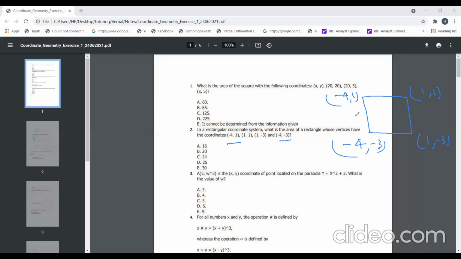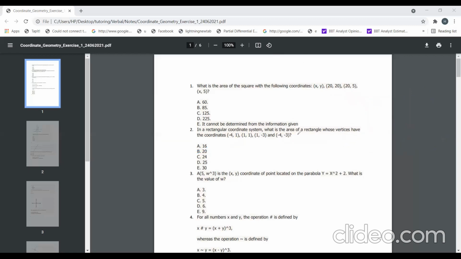What is the length of this side? 4. And this side? 5. Minus 3 minus minus 4... actually, minus 4 minus 1 would be 5. So what would be the area of the rectangle? 20. Easy? Yes. Okay.